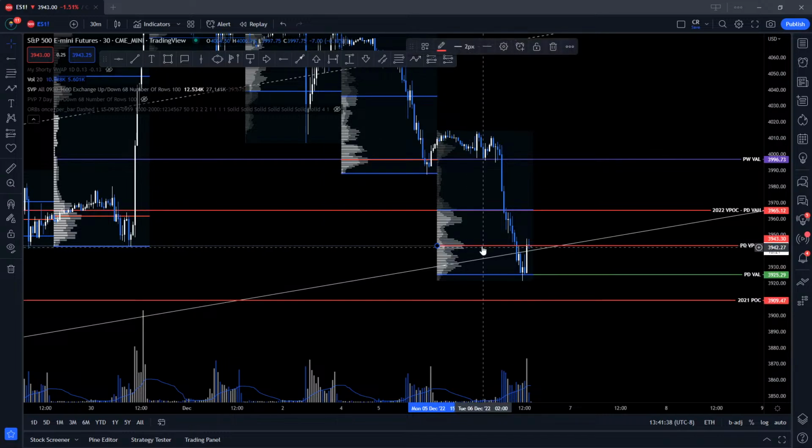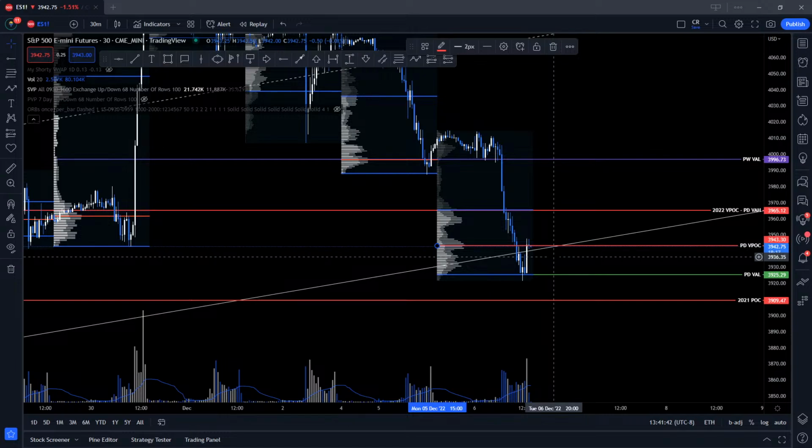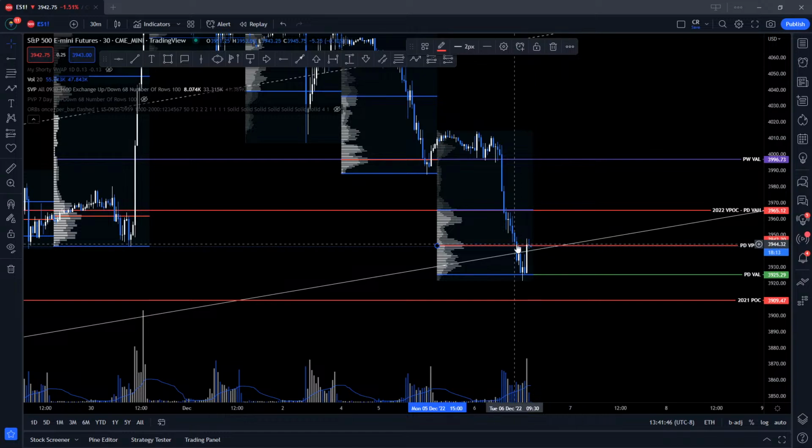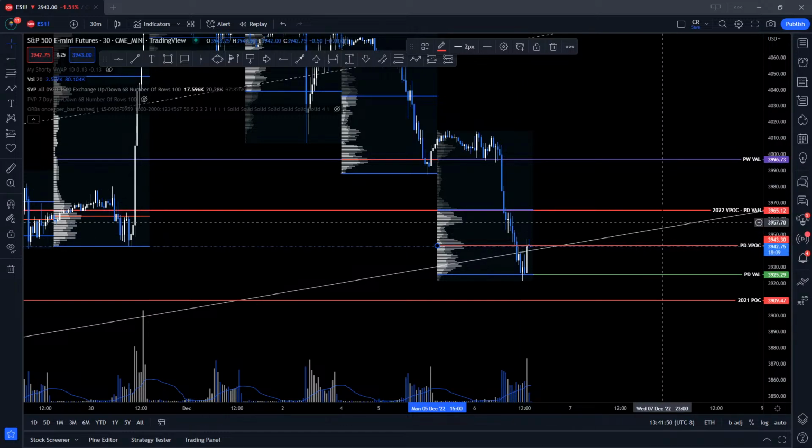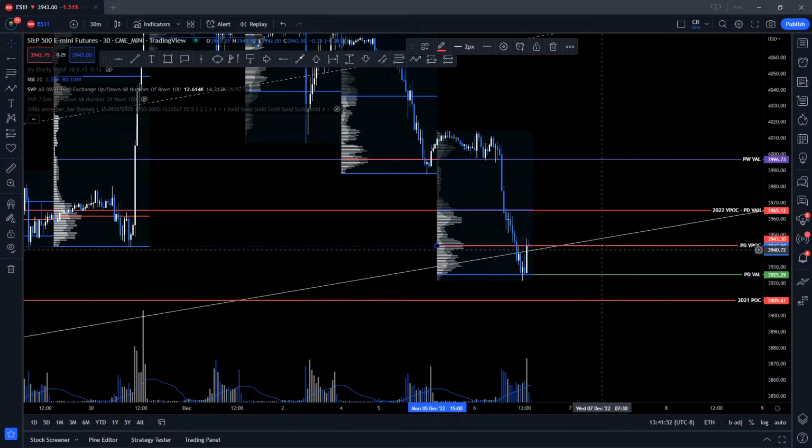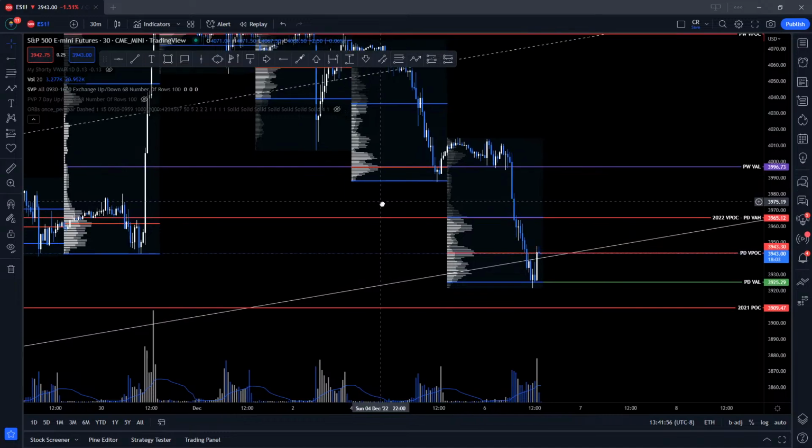It'll always be a VPOC until the next day. So even after hours and pre-market, this can continue being touched. It's not until the market opens the next day that a touch would make it a POC versus a VPOC.